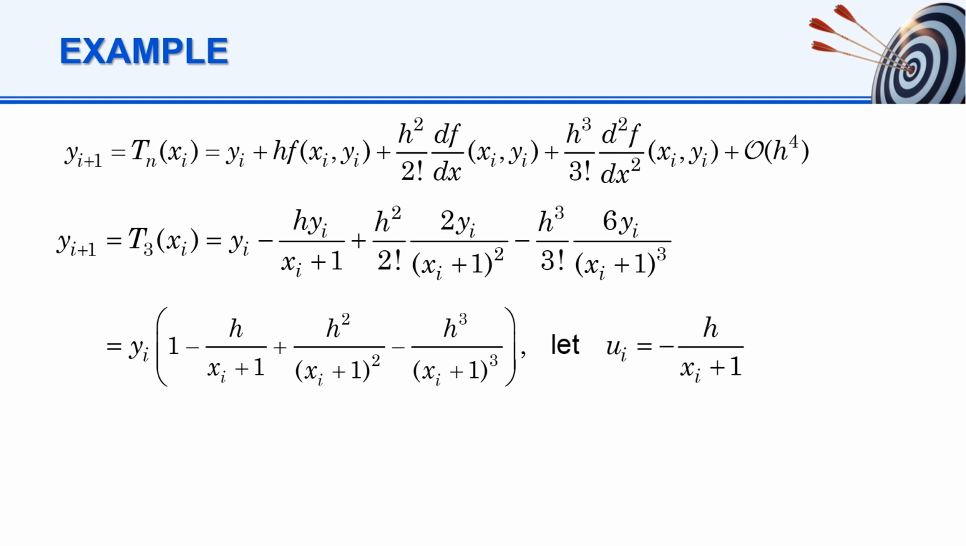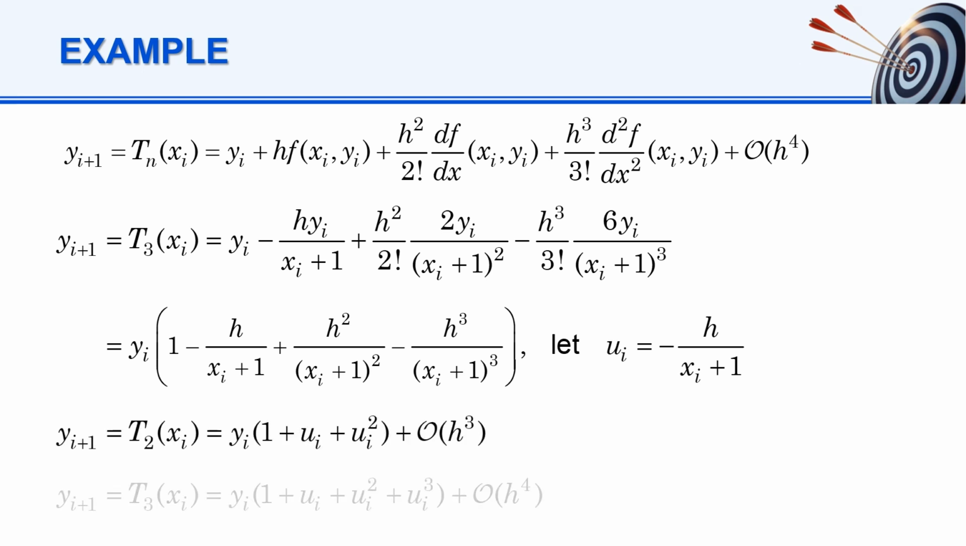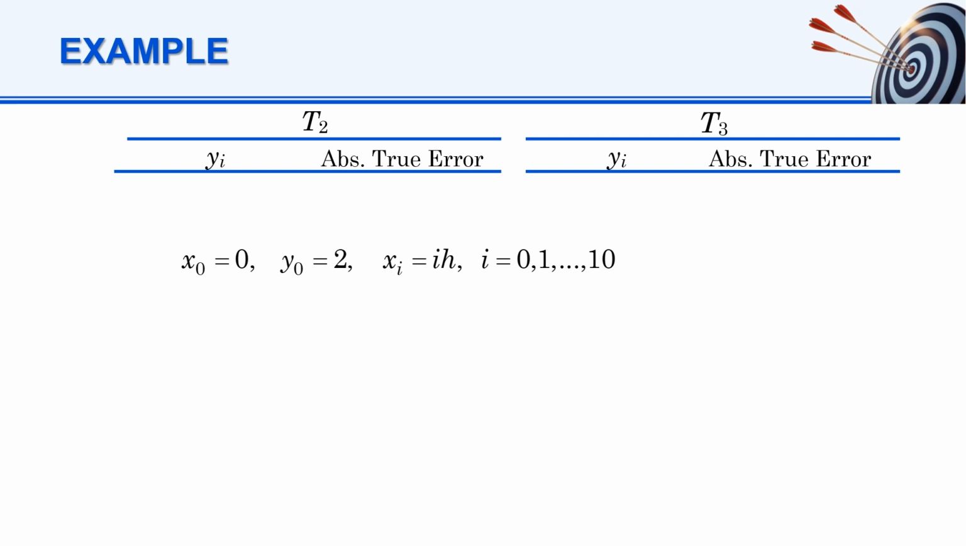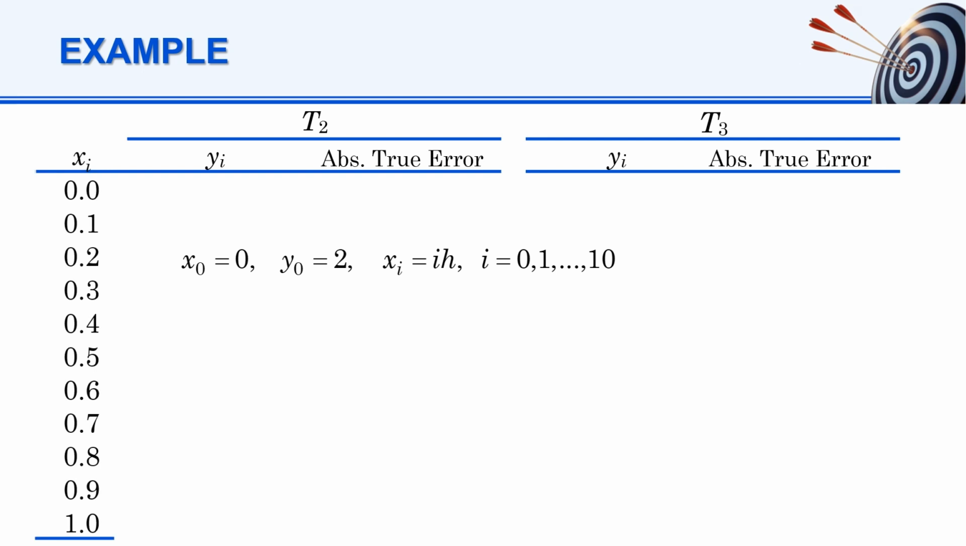Noting that the following u substitution of h over xi plus 1 greatly simplifies the T2 and T3 approximations, which can significantly reduce the arithmetic operations. The initial point is x0 equals 0 and y0 equals 2, so we find the abscissas as xi equals i times h for all i. The initial value, as well as the computed abscissas, is tabulated.